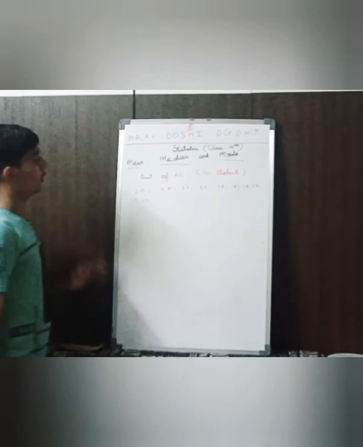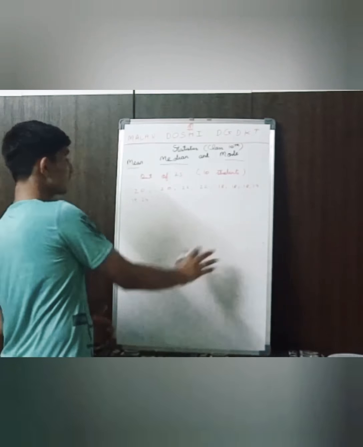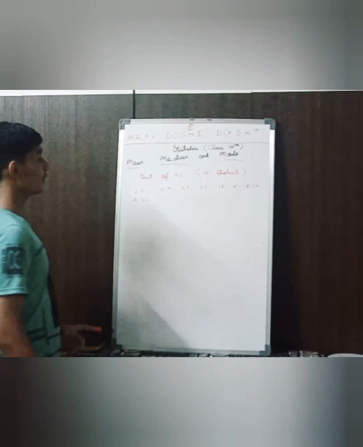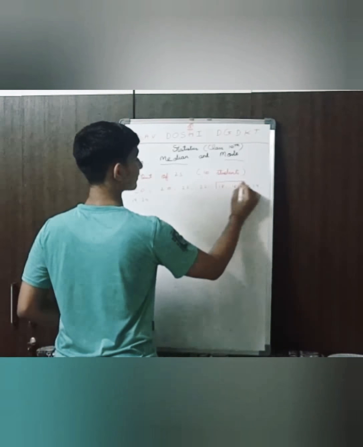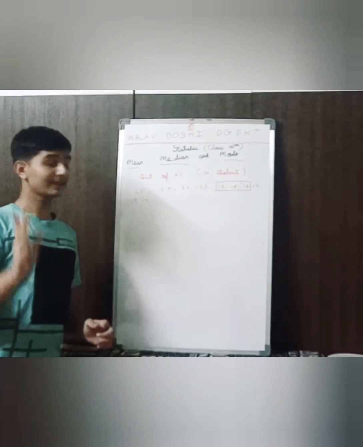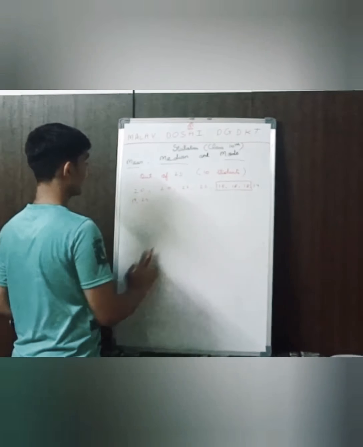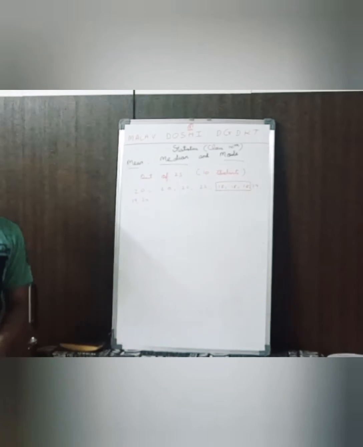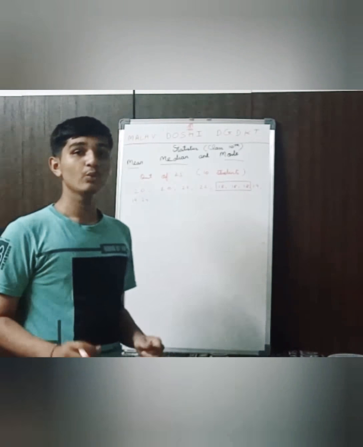Now here, what you can see, which mark occurs more often? You can see that 18 marks occur 3 times, and each of the others occurs 2 or 1 time. Okay, so here the mode is 18. Mode means the value which occurs most of the time, that is, whose frequency is highest.